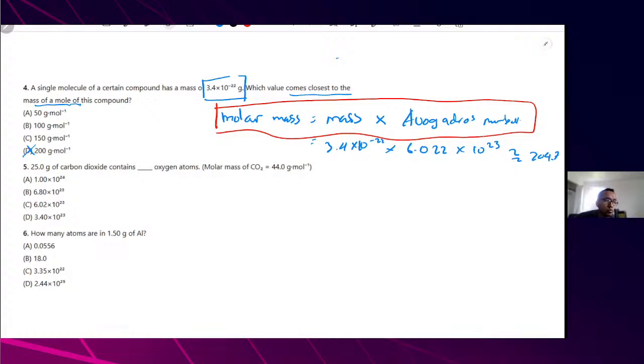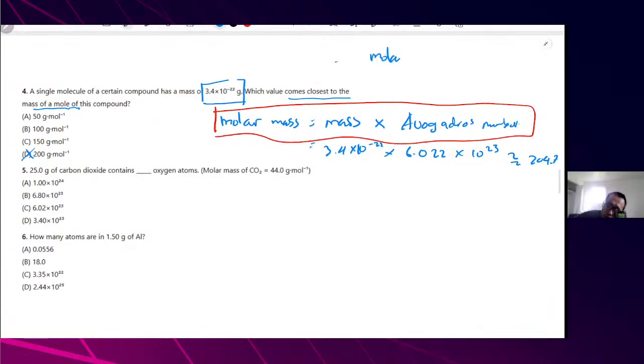Probably it's much more. So a quick tip: if we have just one particle, multiply by Avogadro's number to scale up to a mole. Just remember this formula if you don't understand: molar mass, and then mass times Avogadro's number.